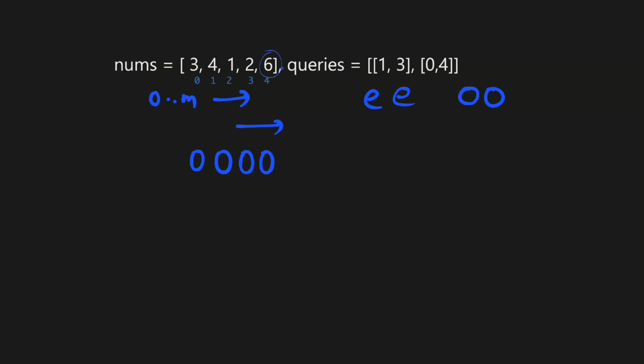And finally, the last element is 6, which is even, and the previous element 2 was also even, so prefix count increases by 1. And now, as we are done with all the elements in the nums array, we have calculated the prefix sums array, and we can start using it to process the queries.